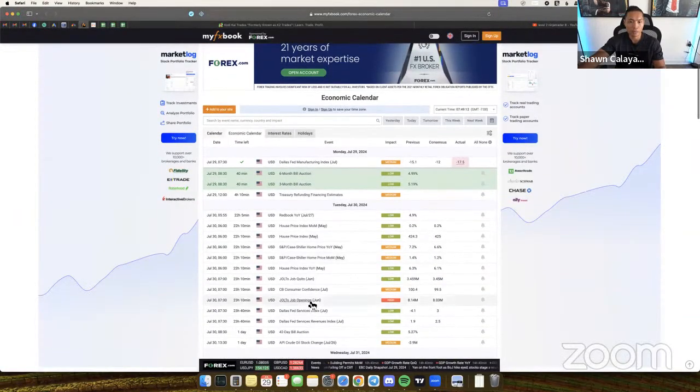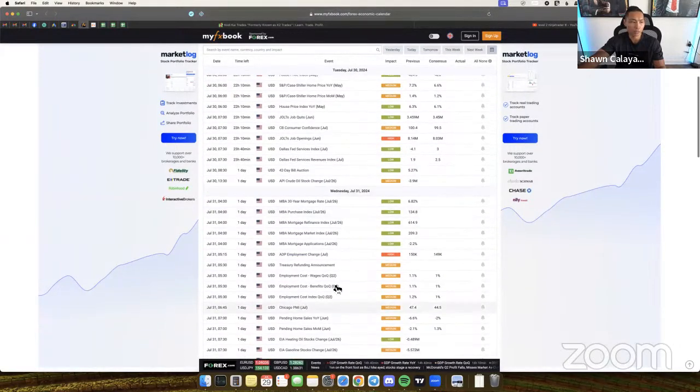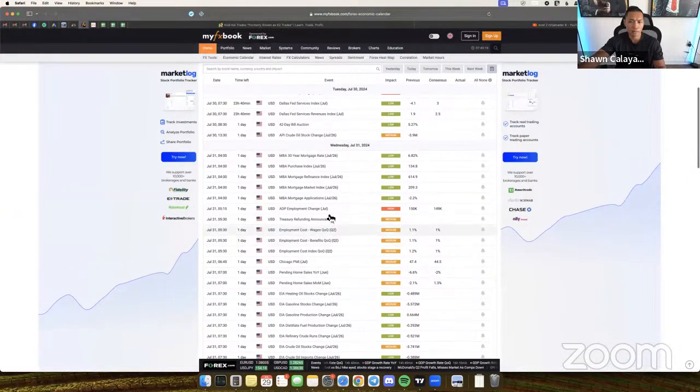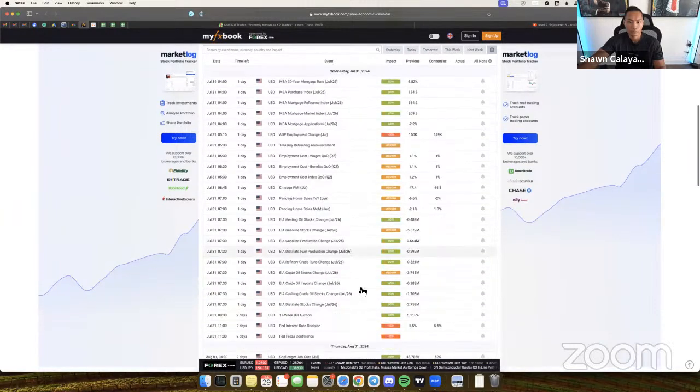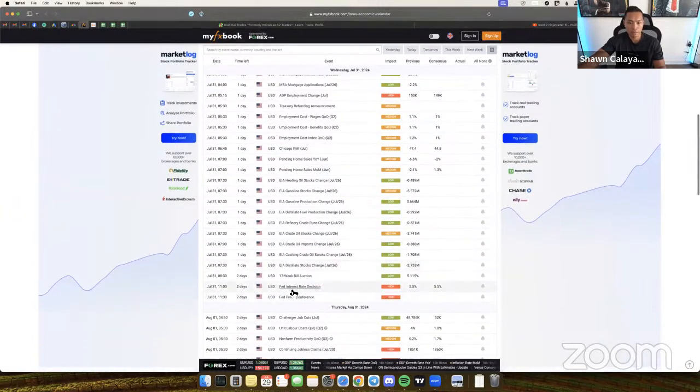Tomorrow, we have some high impact news at 7 o'clock. We have JOLTS job openings, which is expected to push price around a little bit. Then later on Wednesday, we have ADP employment change, and also the Fed interest rate decision. I'm not expecting a change on Wednesday. They're going to be releasing the Fed interest rate, but I'm not expecting anything to really happen. I'm expecting it to just be flat.